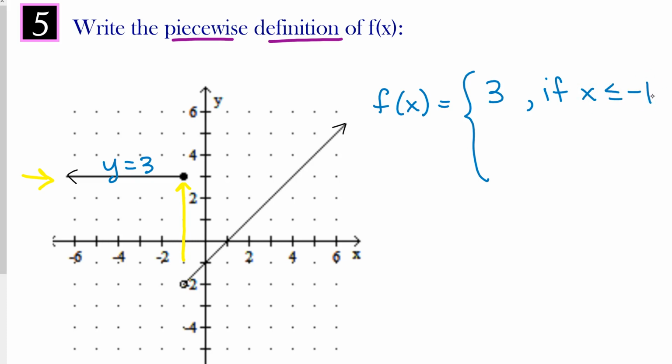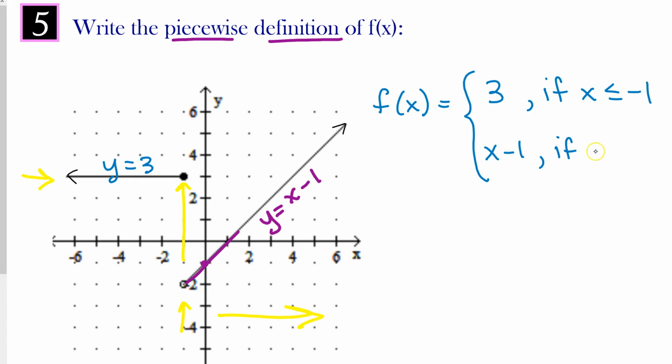And now for the other piece, let's find its equation. So it looks like we have a y-intercept of -1. Looks like we have a slope of 1. So that line would be y equals 1x minus 1. So all we have to write is the x minus 1 part because we already have the f of x equals part. And then this one is going from x equals -1 and off toward positive infinity.